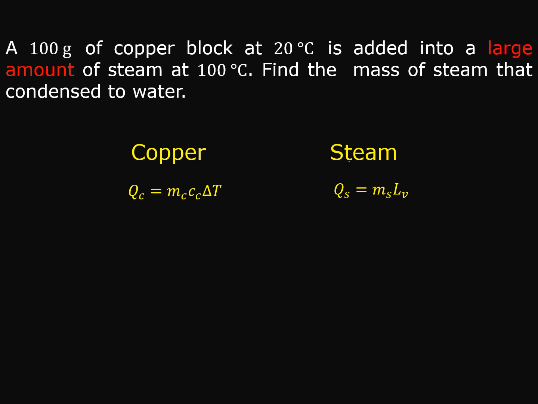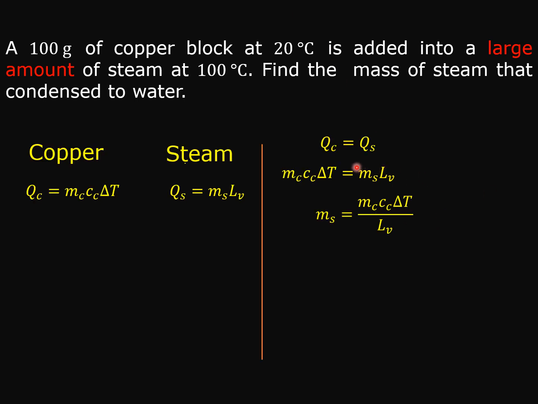Now we can calculate the heat absorbed by the copper and the total amount of heat lost by the steam. The formula for the copper is Qc equals mc cc delta T, where the subscript c means copper, and this c is the specific heat capacity. Delta T is the change of temperature. For the steam, Qs equals ms Lv. Subscript s means steam, and this v means vaporization. So Lv is the specific latent heat of vaporization.